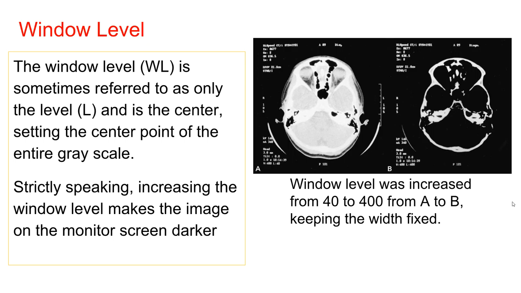Alternatively, window width and window level can be plugged in if you really know your numbers, and we've seen this in the lab. But here's an example. We're going from a window level of 40 to 400, so it's like 10 times darker when we do that. And don't say that this is now high contrast. It's just that we can't see the contrast now because we've made it so dark. So it's kind of hiding there.